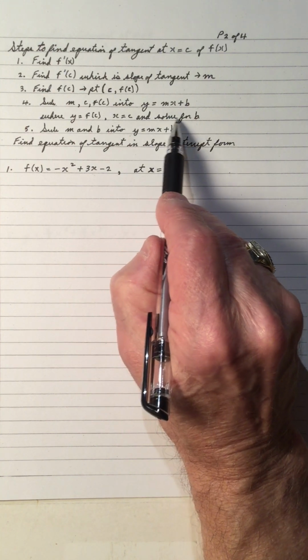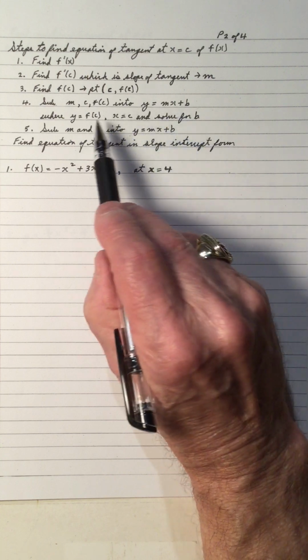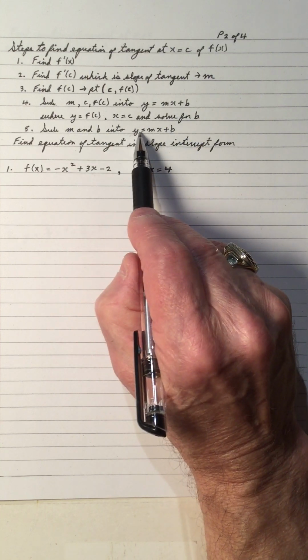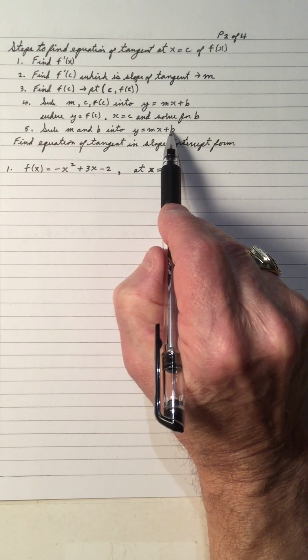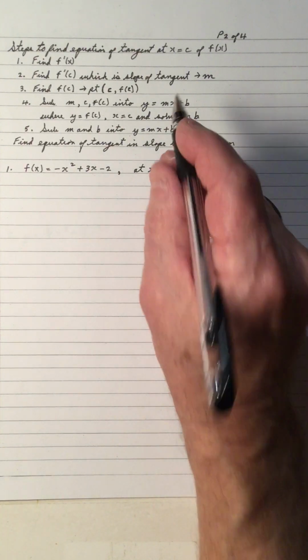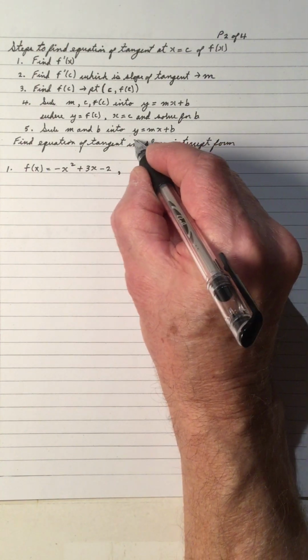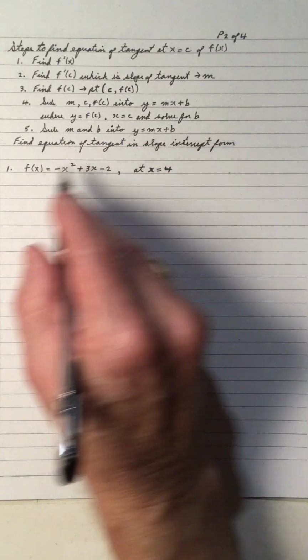When we sub it in, we'll solve the equation for b. So when we get the b, we'll take the m and the b and sub into this equation, which is slope y-intercept form. There's the slope, there's the y-intercept. So let's go through some examples. And again, I'm doing examples over and over to help you understand.